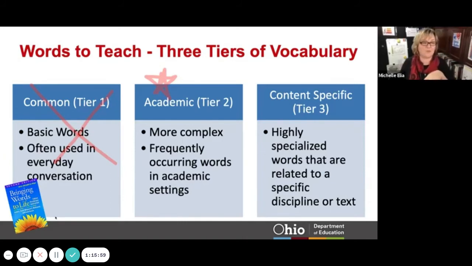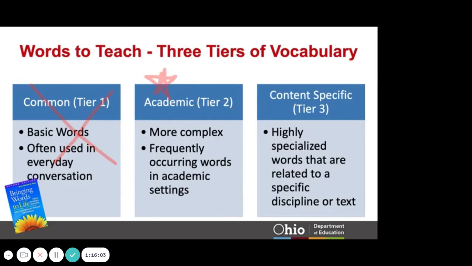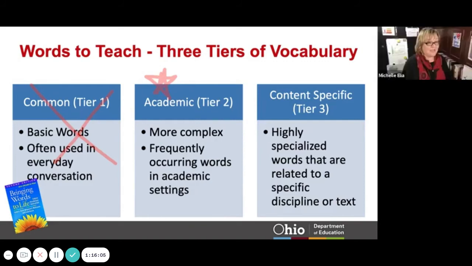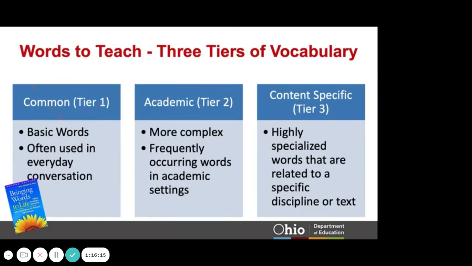This is where I want you to unmute your mics. Yes or no? Do they know, English learners, do they know? No. Nope. They might know them in their L1, but they don't know them in English. So the added layer for teachers of English learners is that you have to teach all three of these tiers.